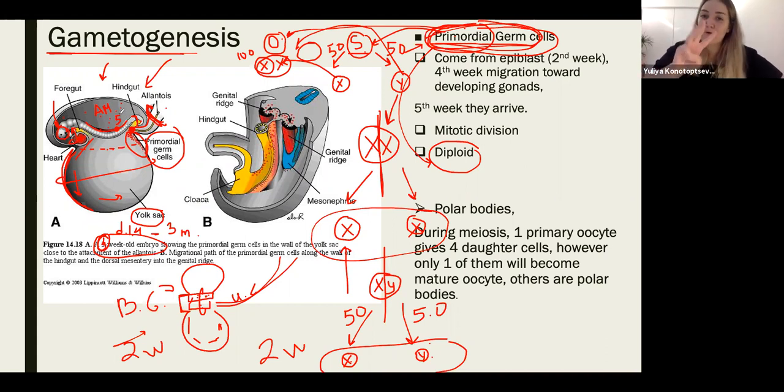So 3 numbers are crucial for you. Second week, PGCs come from the epiblast. 4th week, you can see PGCs in the posterior wall of the yolk sac. 5th week, you can see that PGCs have reached the gonads. Is it clear?